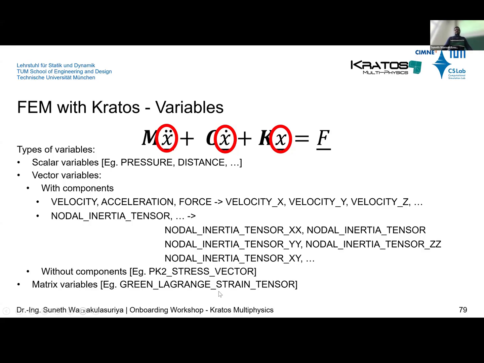Then you have the matrix variables also, with and without components for sure. Those are the variable types which we have in Kratos. The maximum type at the moment is matrix. But I will tell you how to deal with higher order tensors, like fourth order, fifth order tensors, a little bit in an advanced session afterwards.